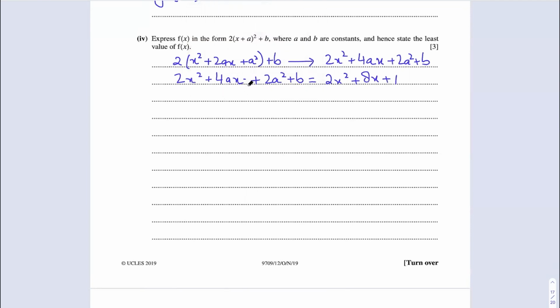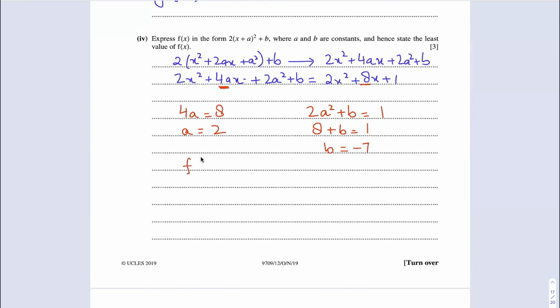So the coefficient of x on the left hand side is 4a and on the right hand side it is 8. So 4a equals 8, a equals 2. The constant term is 2a squared plus b and on the right hand side it is 1. We know that the value of a is 2, so 2 times 2 squared, 4 times 2, is 8. So 8 plus b equals 1. So b equals -7.